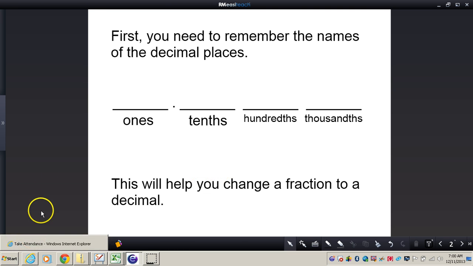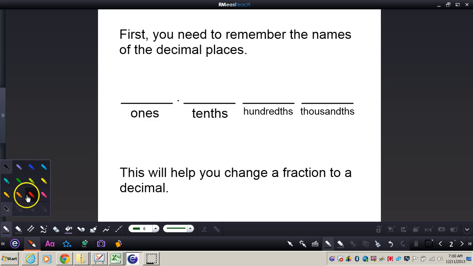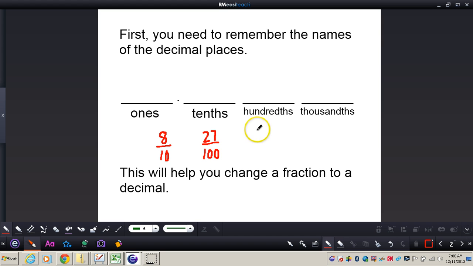So we know from the beginning here that something like this would be 8/10, a fraction like that. Pretty simple. 27 hundredths would look like this, and 54 thousandths would look like this as a fraction. So we have tenths, which represents the tenths in my decimal place value, hundredths, which represents the hundredths, finally thousandths, representing the thousandths in my place value.